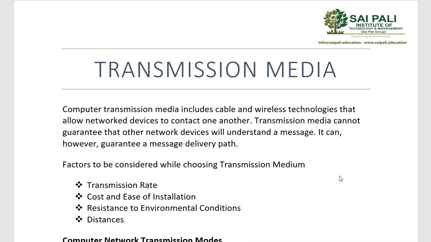Because if you are using the latest, highest technology to get the maximum transmission rate, it can be very costly, more than you can afford. So you have to take care of this also: is it affordable to you, is it feasible for you to use that technology, and how easy is it to install. It depends on you, how you feel: is it easy for me to install, and is it easy for me to pay the cost. So cost and ease of installation are also important.